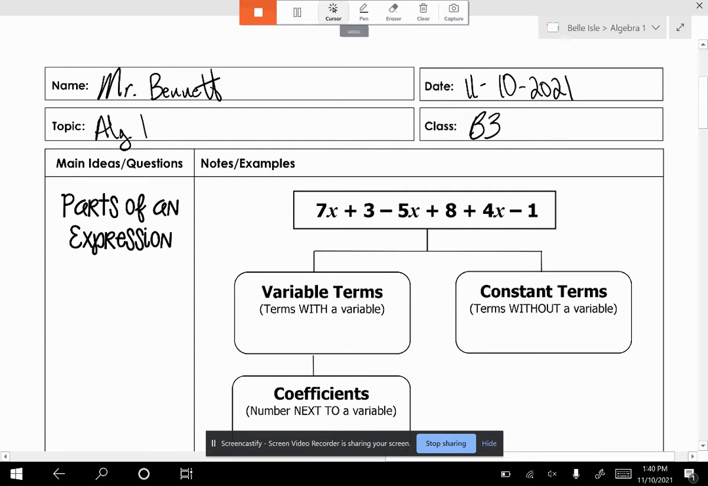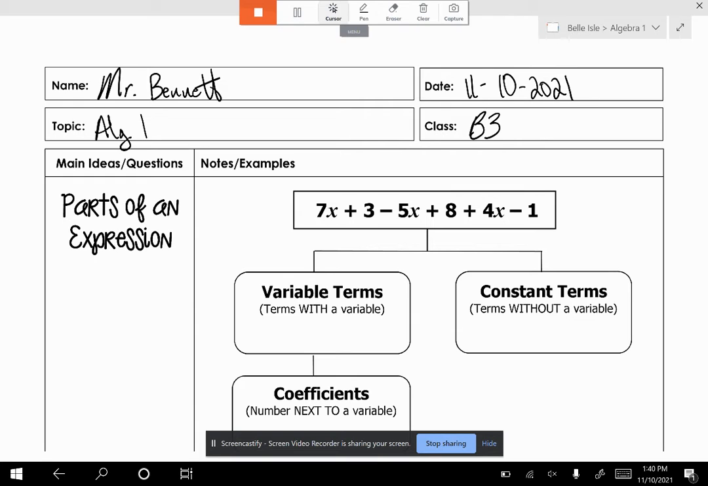Okay, parts of an expression. We're going to sort these out into variable terms, coefficients, and constants. I've said these words to you, and I get a very confused look from about 85%. So let's make sure that we can sort these out and you know what I'm talking about.